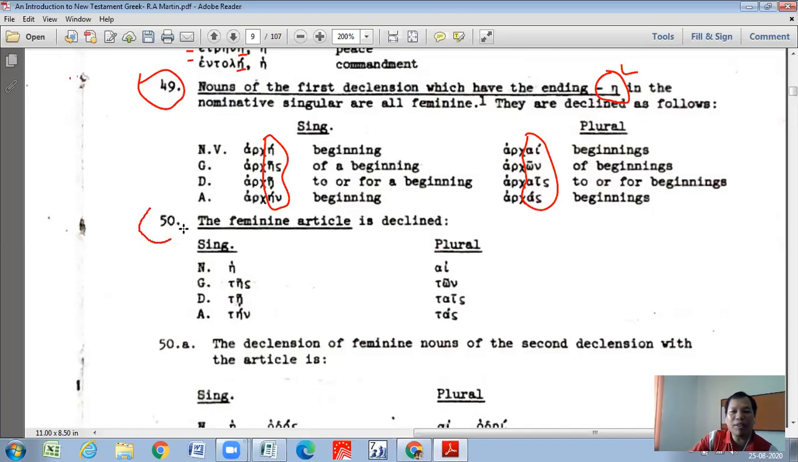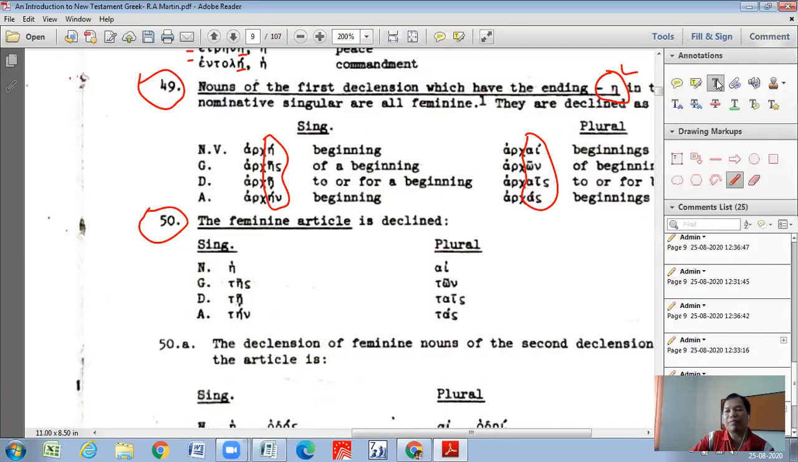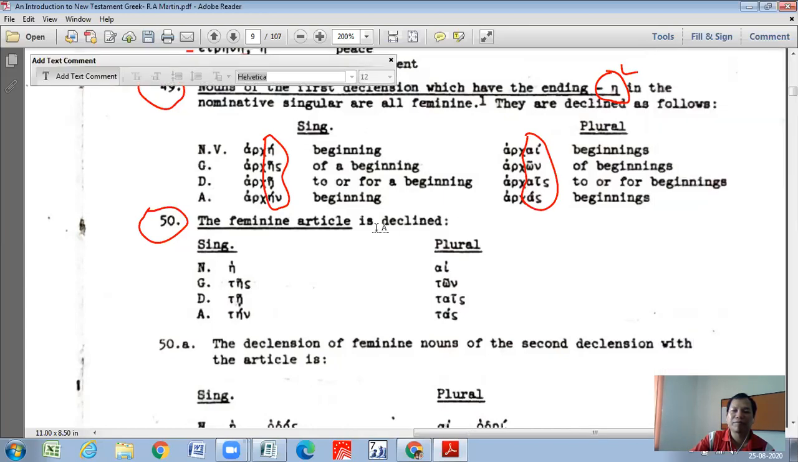Now exercise 50 is the feminine article. Can you tell me your masculine article? The masculine article is ho, tou, to, ton. There is no vocative in the article, thank God, at least, right?